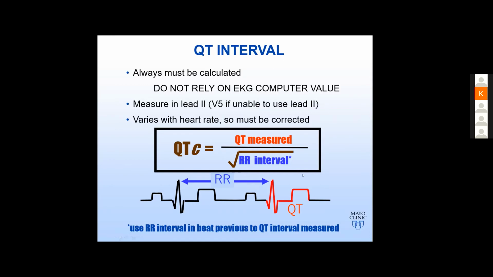So basically the way that we determine the QT interval is from the start of the Q wave to the end of the T wave. But realize that the QT really varies with heart rate. So we actually have to correct the QT in order to determine what the QTC or corrected QT is. And so in order to do that, we take from the start of the Q wave to the end of the T wave and then divide that by the square root of the previous RR interval.